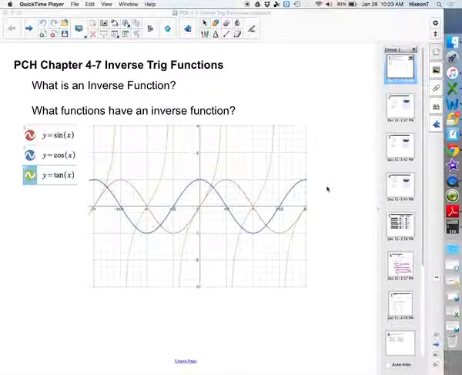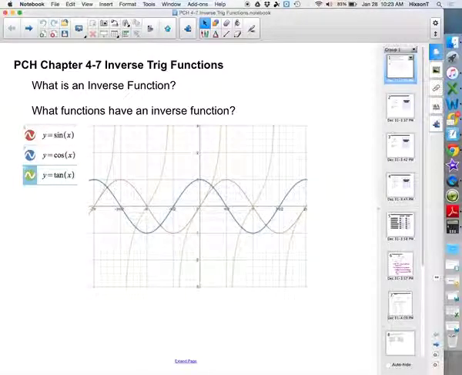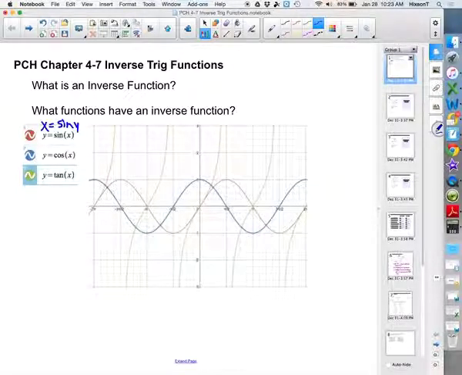Rachel? It flips the x and the y values. Okay. When you're trying to find an inverse function, you would switch the x and y values. Like here, if we were finding the inverse of sine, we would make it x equals sine of y, and then we'd have to solve for y. Does anyone remember what the inverse function looks like?